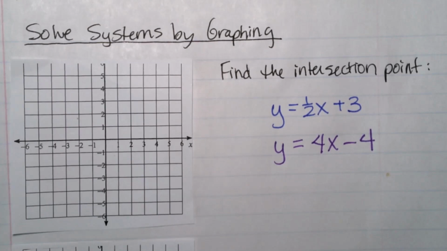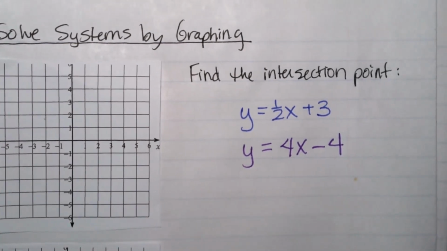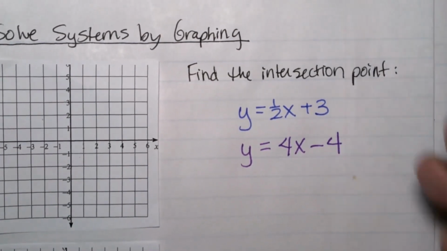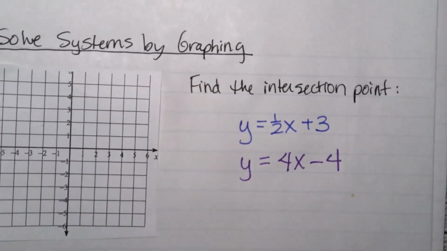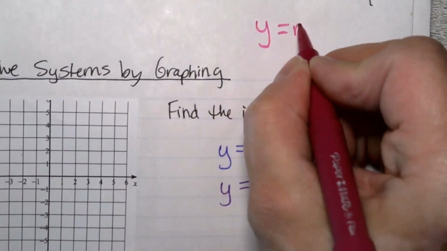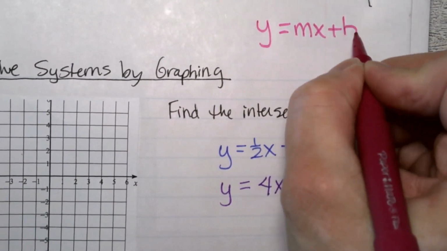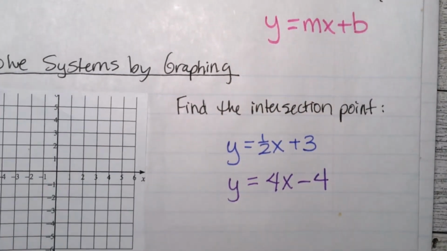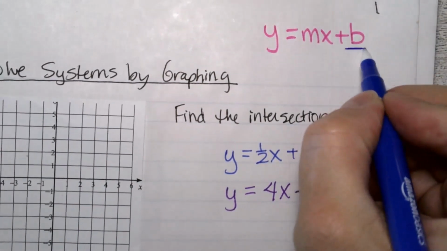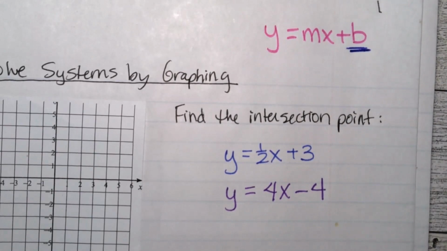So I'll take a second to review what it is we're doing. These are in slope-intercept form, which you're going to remember once I write it down. Slope-intercept form is y equals mx plus b. You might not remember how it works, but you probably recognize it. This number at the end is called the y-intercept.